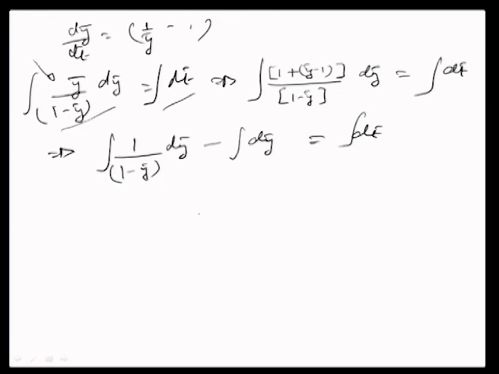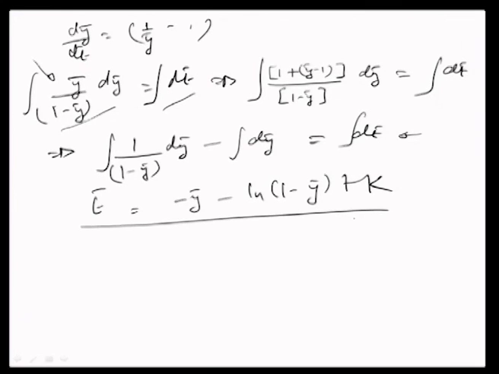And in fact, if we solve this a little further, we get that t dash, as an indefinite integral, is actually equal to minus y dash minus ln(1 minus y dash) plus some value k. So, let us look at the boundaries and the limits to obtain this value of k.